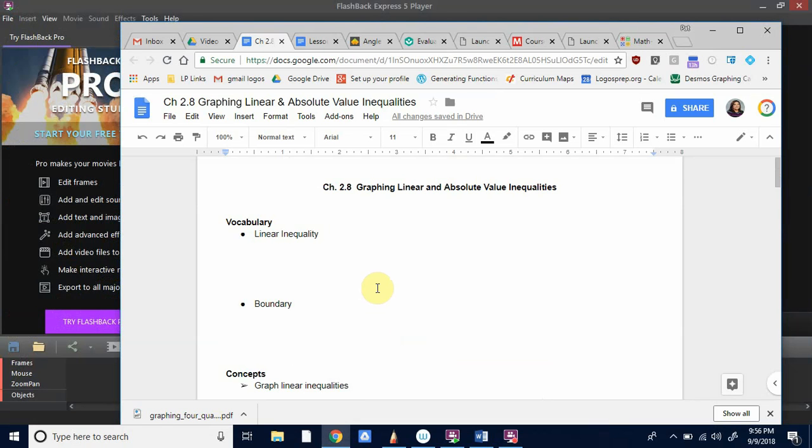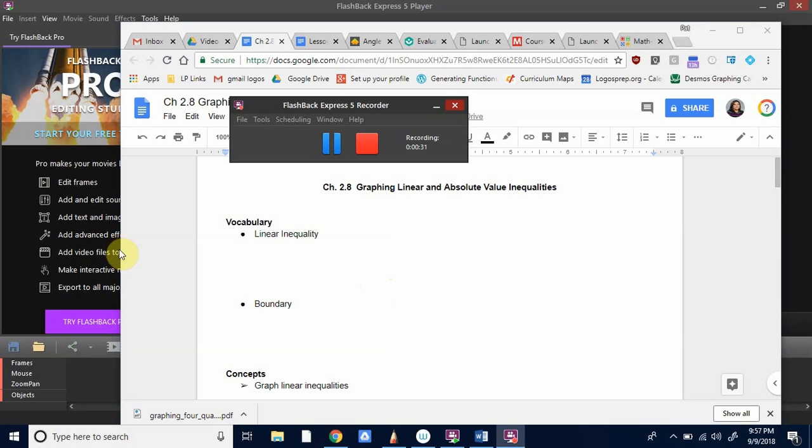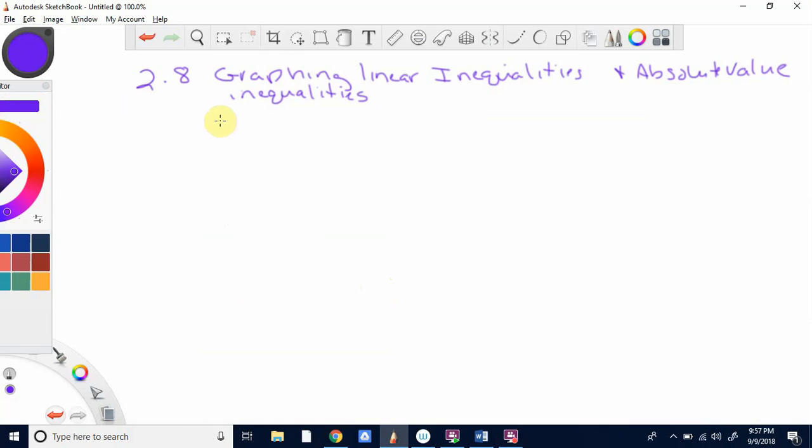What is a linear inequality? It resembles a linear equation, but with an inequality symbol instead of an equal sign. For instance, our inequality would be y greater than negative 3x minus 2. It's like a linear equation, y equals negative 3x minus 2. The only difference between these two is the symbol. All right, it's that simple.